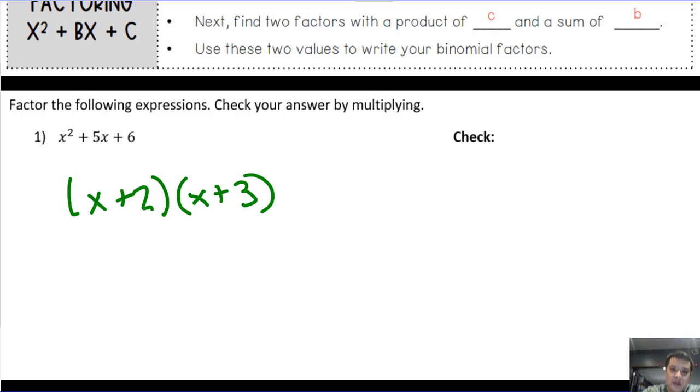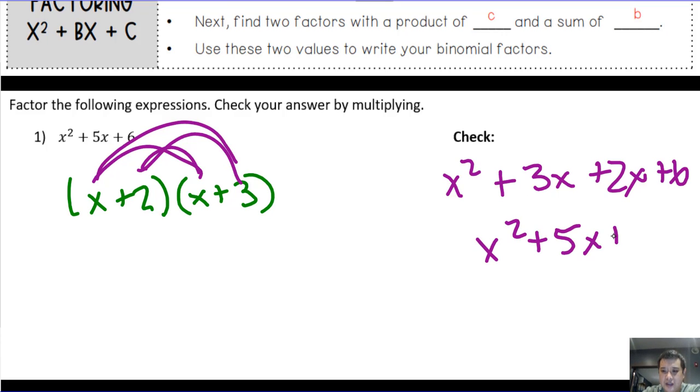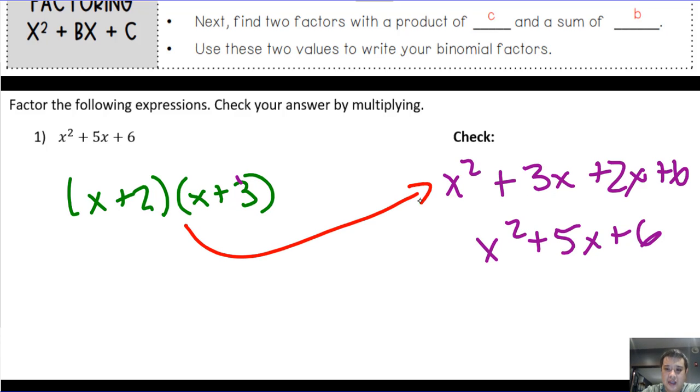And if we check that, we can use the FOIL method. So that's x squared, and then x times 3, or 3x, and then 2x, and then plus 6 from the last part. So that's x squared plus 5x plus 6, which means that we did it correctly. Remember that factoring these trinomials means we're finding two binomials that multiply together to get this trinomial, which is what we did right here. We showed that this turns into that, which turns into the original expression right here.